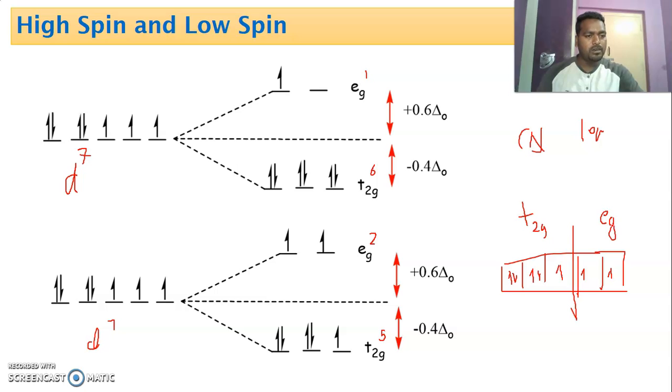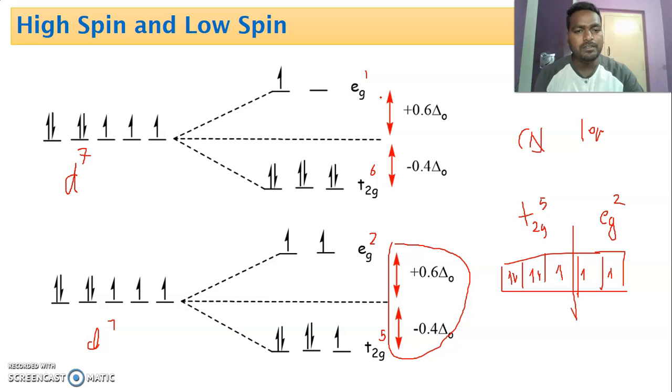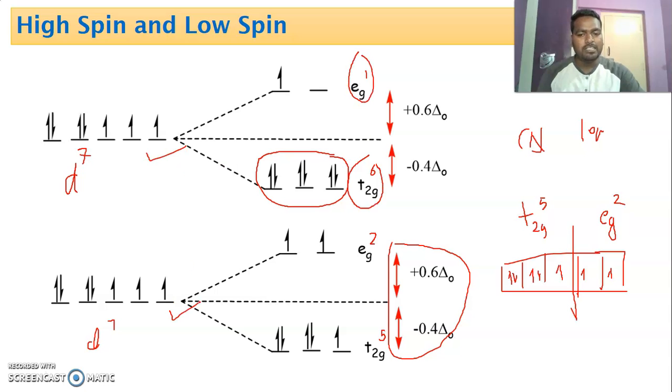In the case of a high spin complex, as I said, it follows Hund's rule. According to Hund's rule, the electronic configuration is T2G5 and EG2. This happens because of weak ligand. But in the presence of strong ligand, it forces the unpaired electrons to pair up. That's why in T2G all the electrons are paired first. Then the remaining electron enters the EG level. That's why the configuration becomes T2G6 EG1. So this is a low spin complex and the other is a high spin complex due to the presence of 3 unpaired electrons.